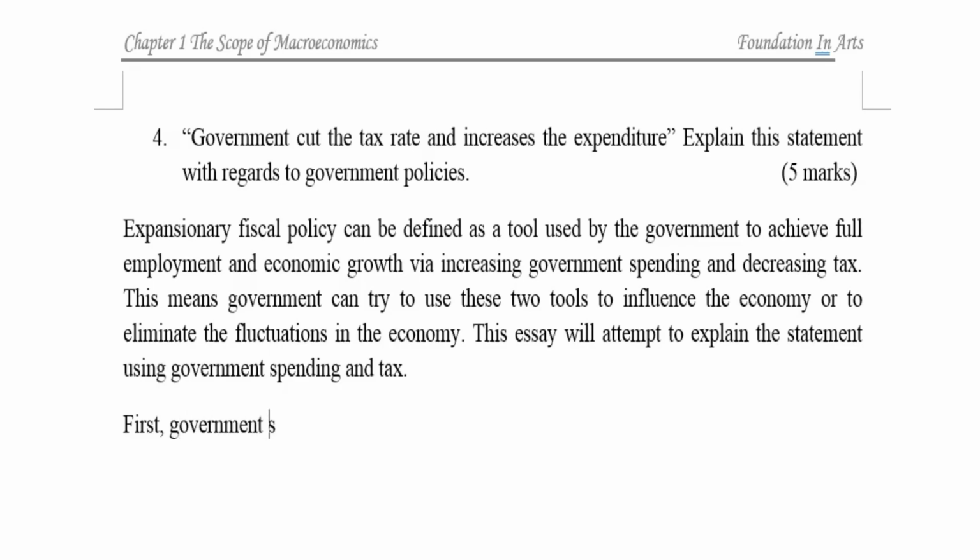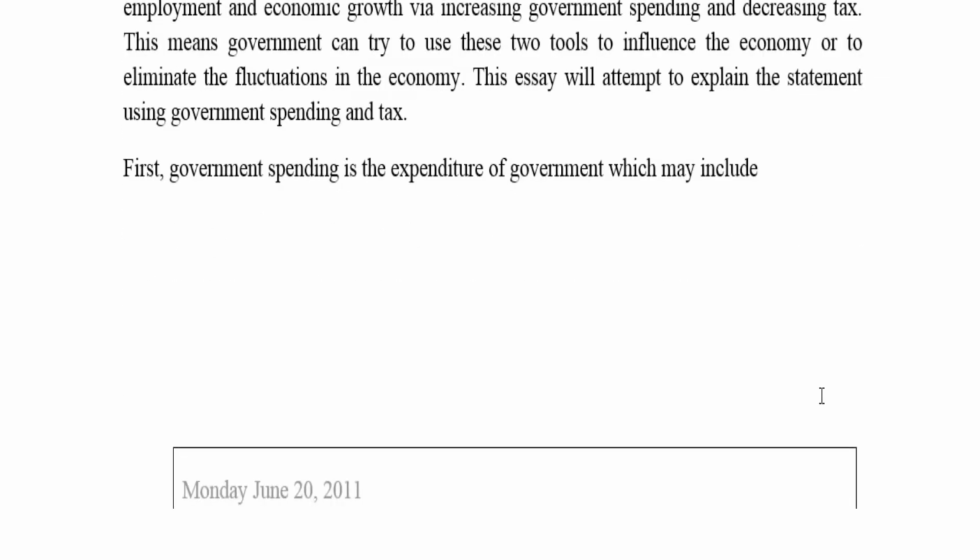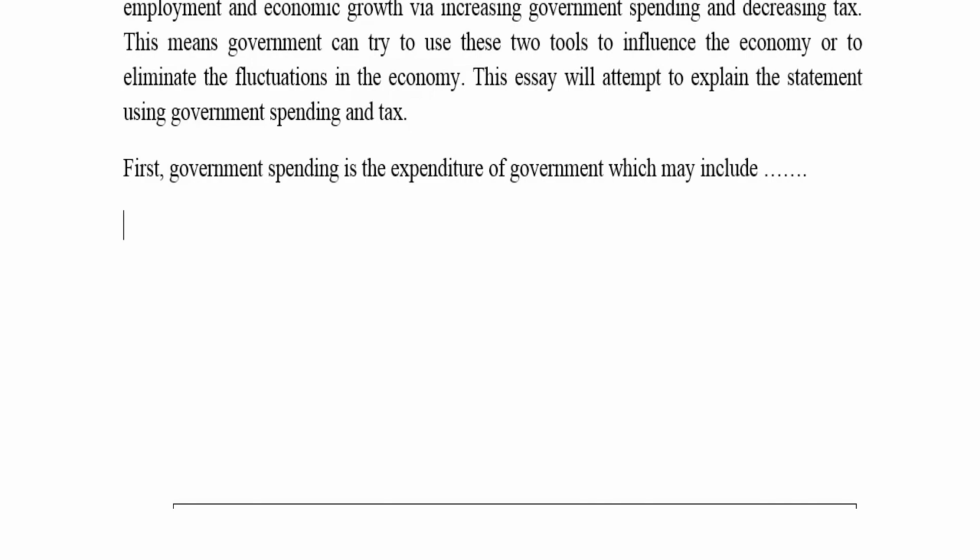So now we start with the first. Government spending is the expenditure of the government which may include what? Again, what types does it include? I already mentioned that in the PowerPoint lecture. Please tell me, what are those?